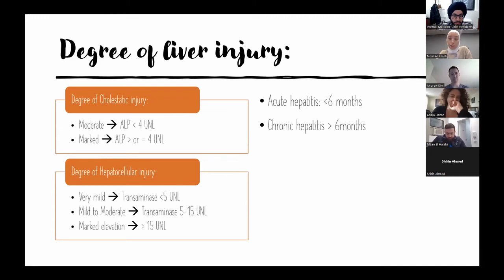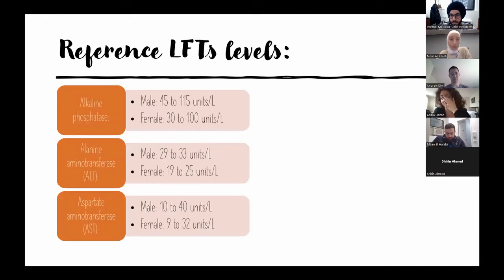And we have acute hepatitis less than 6 months, chronic usually more than 6 months. These are the references for the LFTs, and they're different between male and female, and also age related, and also body mass index, especially for ALT and AST.